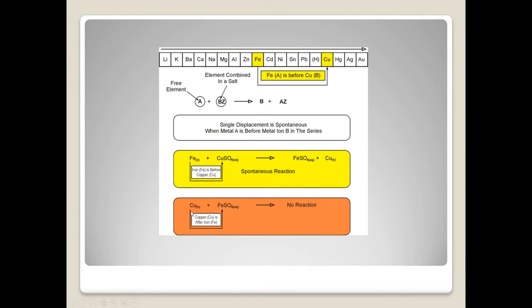If I had a different example, in this case, you'll see copper plus iron sulfate. We go look for copper. We already know copper is way over here. It happens after iron. So therefore, there will be no reaction. So that's how you use the electromotive series table. It's not very tricky. Metal A occurs before metal B, yes, there will be a reaction. And if it does not occur before B, then no, there will be no reaction.